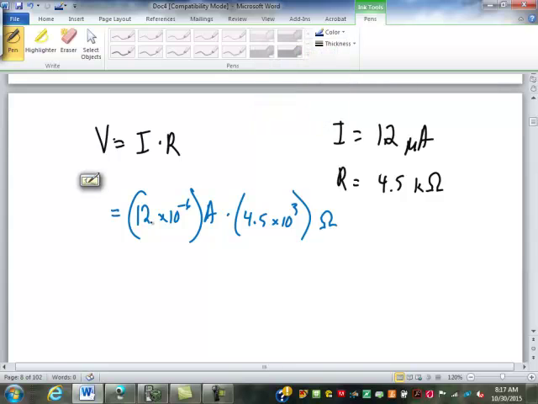And 12 times 4, well, how can I have 12? Can I, well, I thought I could only have one digit. This is engineering notation, not scientific. 12 times 4.5 is 54. 10 to the negative 6 times 10 to the 3rd. Well, negative 6 plus 3, negative 3. An amp times an ohm, I wouldn't expect you to know that, but in electronics, that's a volt.